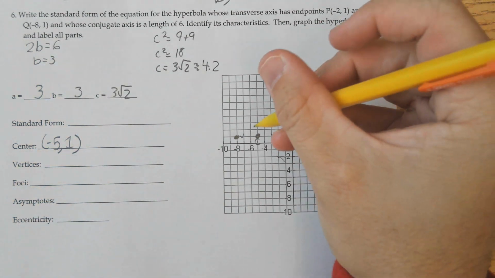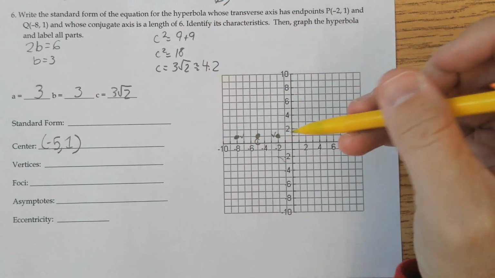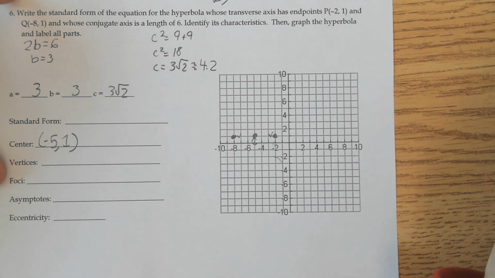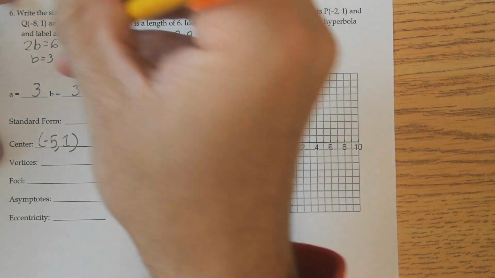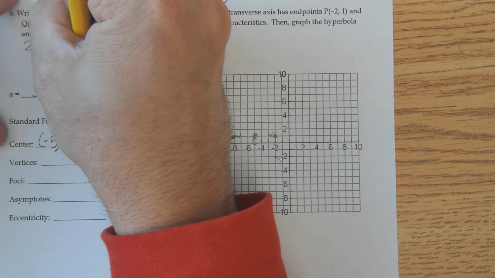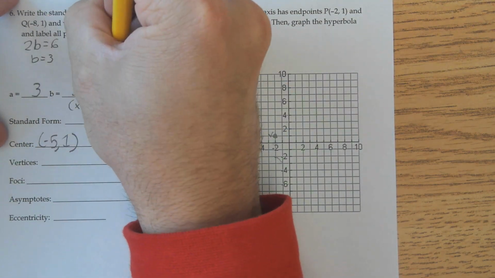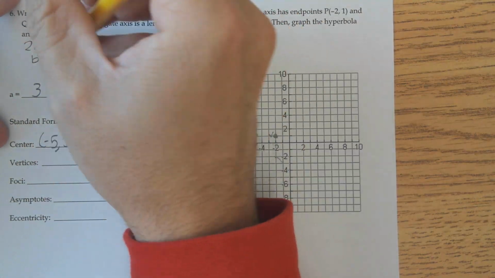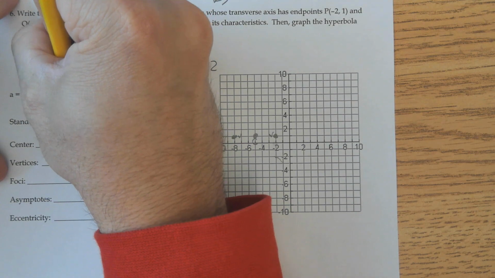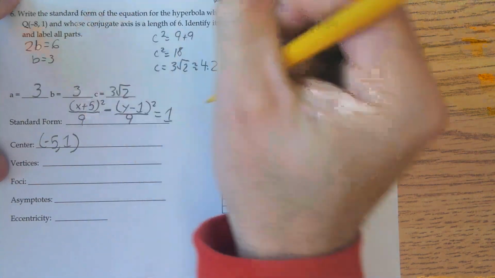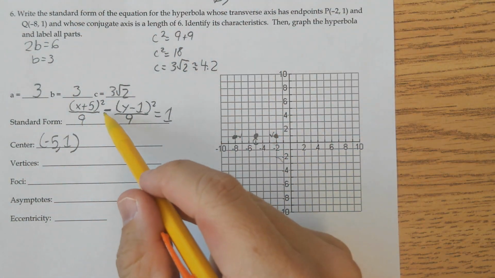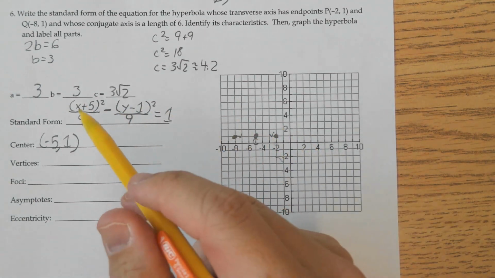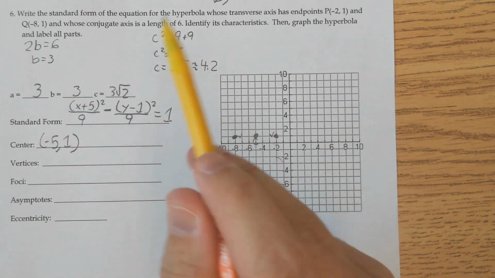So now, we know we have a horizontal hyperbola here, because the vertices are to the left and right of the center. So when I write my equation, it's going to be x plus 5 to the second power minus, and because A and B are the same here, you don't really have to worry about what goes with what. The only thing you need to know is that the minus sign needs to be in front of the y instead of the x because we have a horizontal hyperbola. With the horizontal hyperbola, the x squared fraction is always positive.